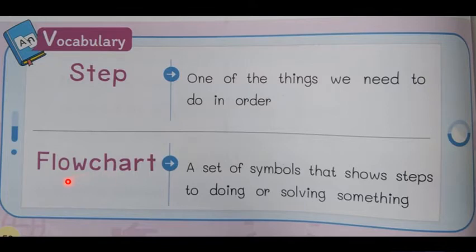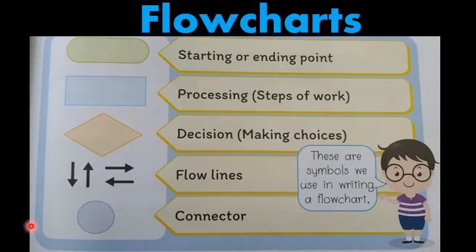Flowchart. A flowchart is a set of symbols that shows steps to do or solve something. So in flowcharts, there are some shapes or symbols that we use to show what we need to do. So the top one here, which is like a rectangle but with semicircles on the end, kind of a long oval, that means that's the start of our flowchart.